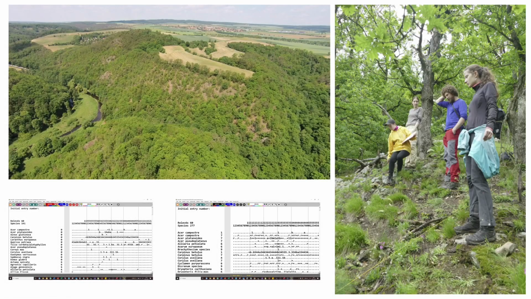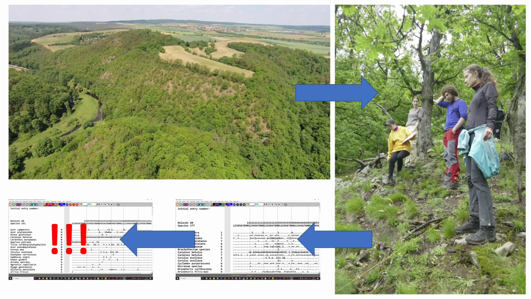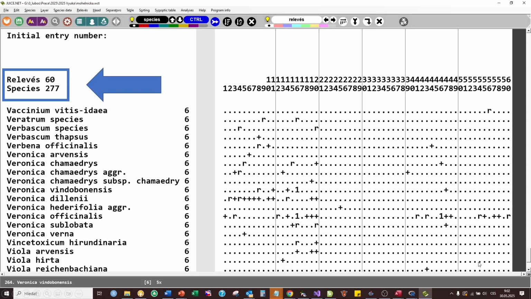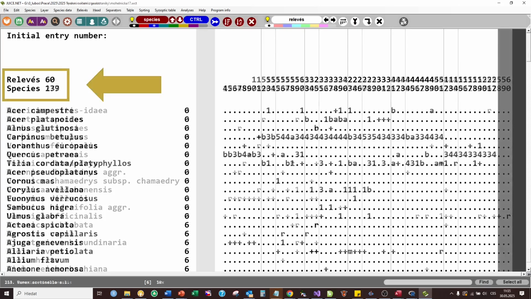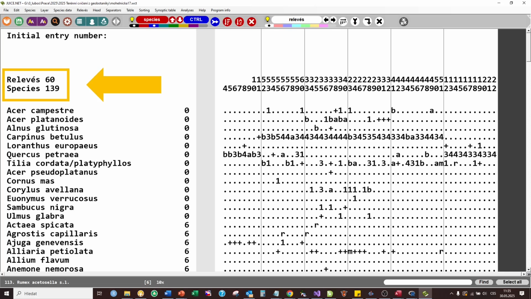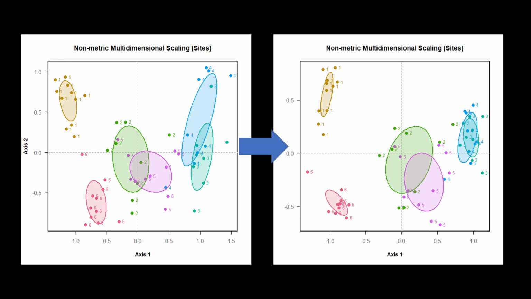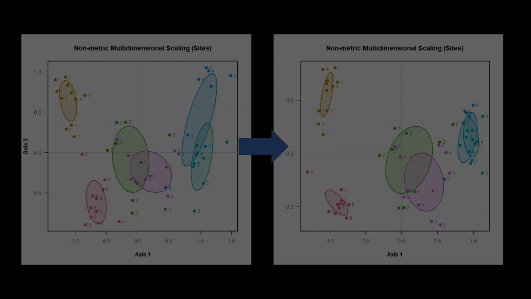The previous examples show that properly preparing vegetation data to yield reliable and interpretable results, independent of who collected them, is one of the most demanding and expertise-intensive tasks in vegetation science. The original unprocessed dataset contained 277 taxa across 60 plots. After data cleaning and standardization, the number of taxa dropped to 139. We'll demonstrate the impact of this transformation using an ordination diagram produced by the non-metric multidimensional scaling method.